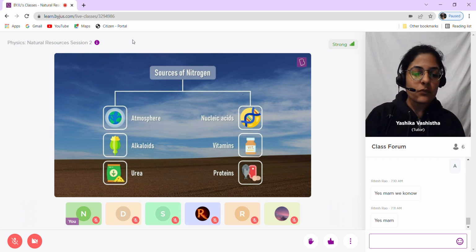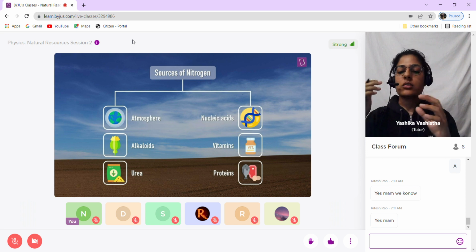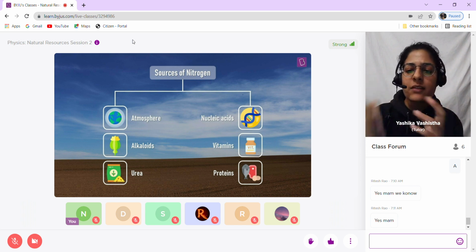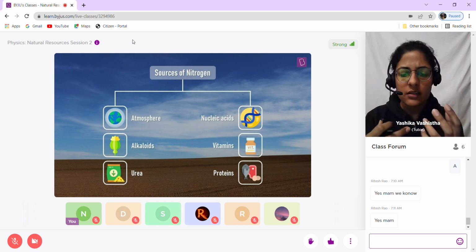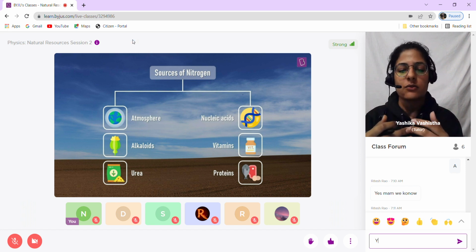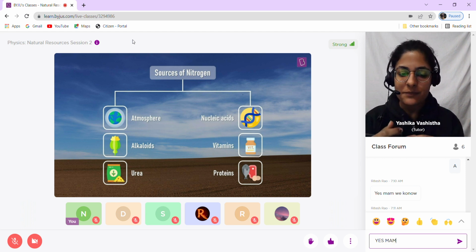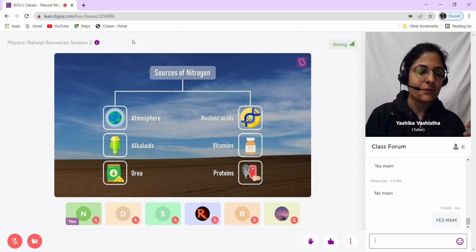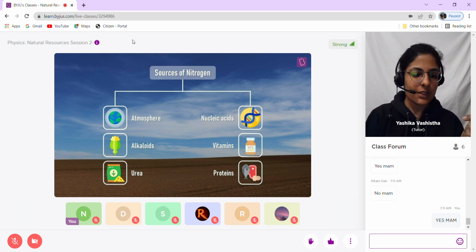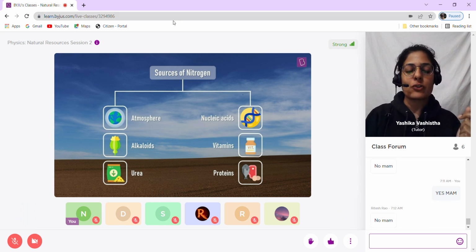But did you know, can we utilize this nitrogen directly? I mean, can we utilize this nitrogen directly that we have in our environment? Rhythm is saying no. Nikhil is saying yes. Okay.